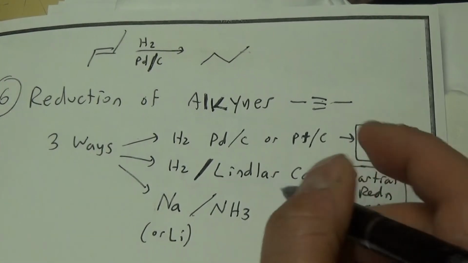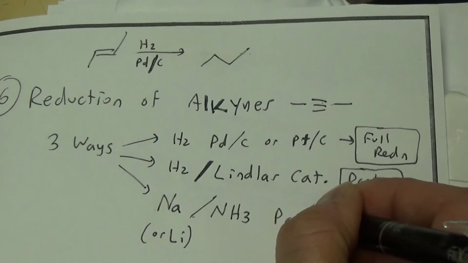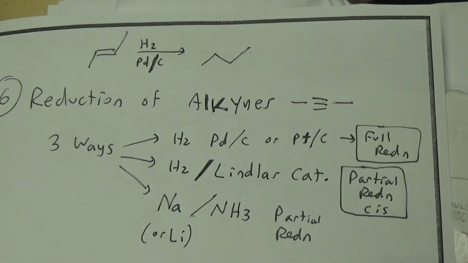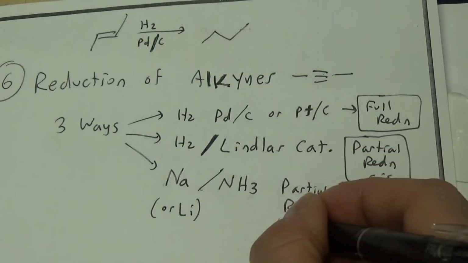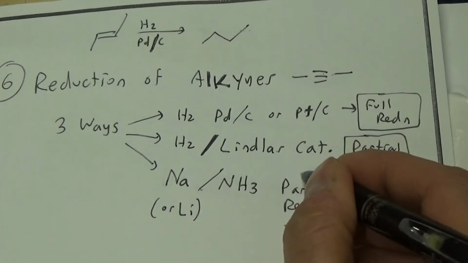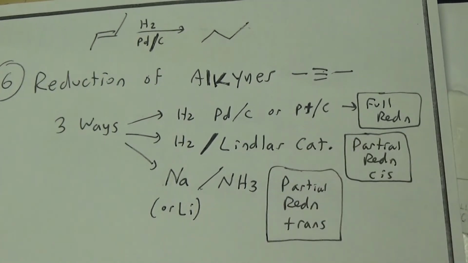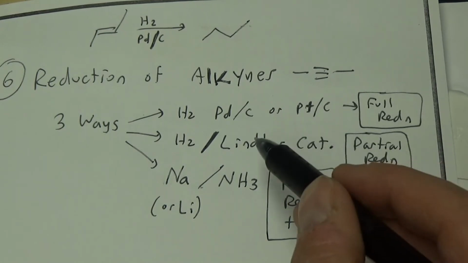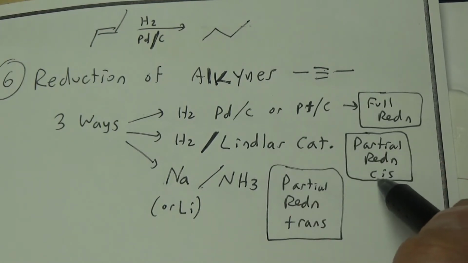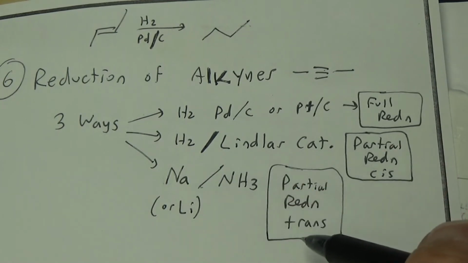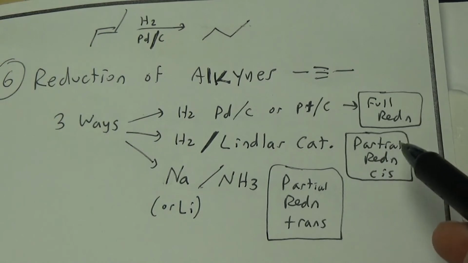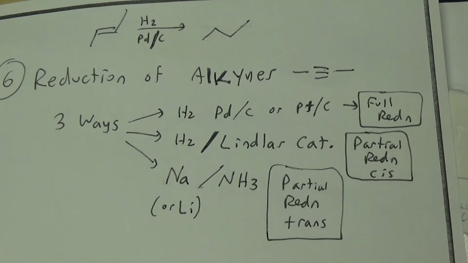And this is going to be a partial reduction. What's the opposite of cis? It's going to make trans, the trans favored product. If you have stereochemistry in the alkene that you make, the second method would make a cis alkene, and the third method would make a trans alkene. So that's a summary: there's full reduction, partial reduction, and another partial reduction.